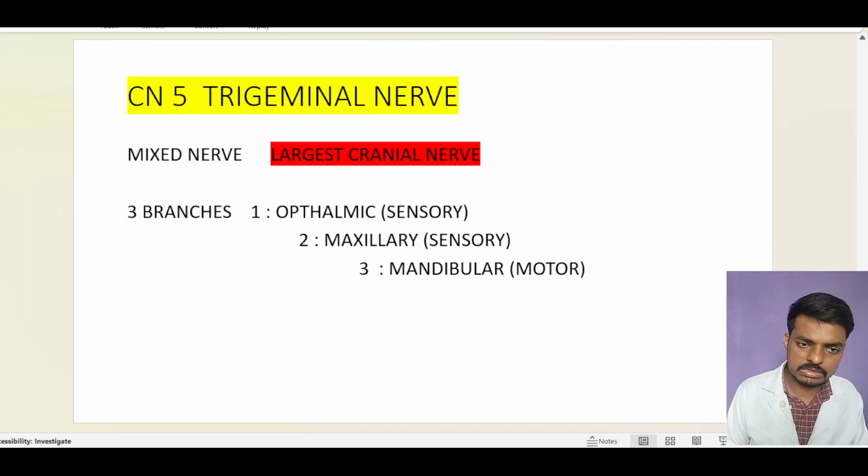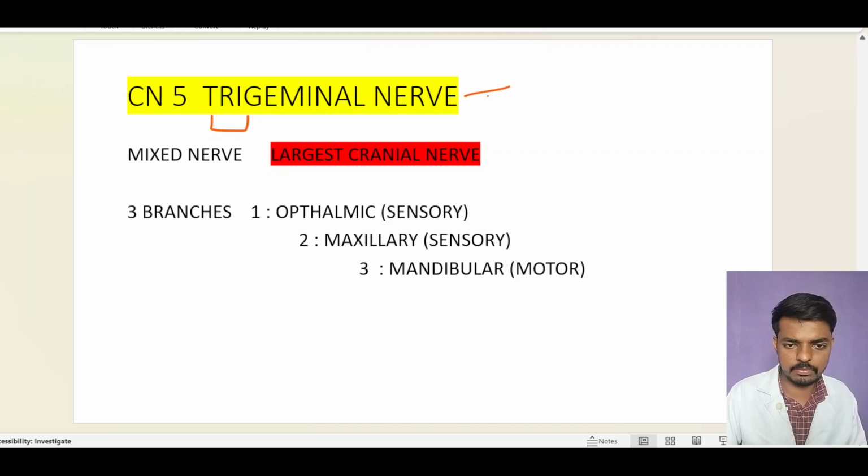Trigeminal. What is the meaning of tri? Tri means 3. The nerve which has 3 branches is called the trigeminal nerve. So among the 3 branches, 2 are sensory, and 1 is mixed.